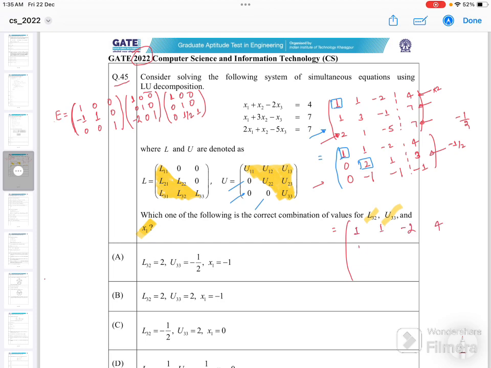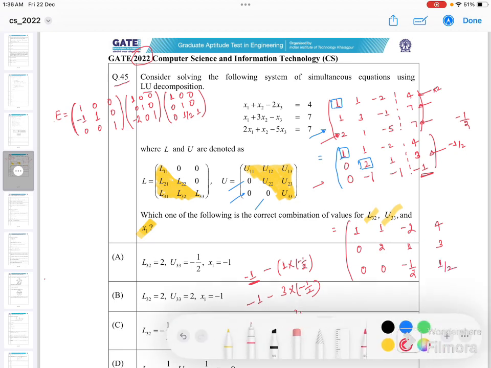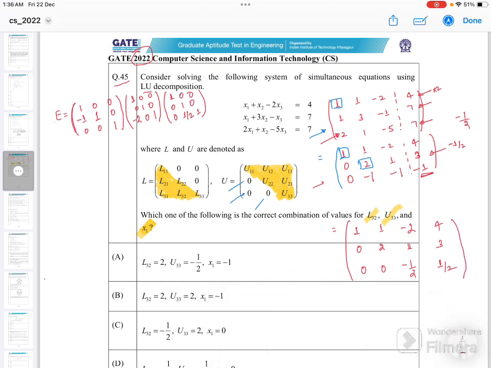So it is going to be same as it is, also it is going to be same as it is, and here this is going to be 0, here it will be 0, and here minus 1 into minus 1 by 2, right? So 1 minus 1 plus 1 by 2, so it will be minus 1 by 2, right? And here it will be minus 1 minus 3 into minus 1 by 2, so minus 1 plus 3 by 2, that is 1 by 2, right? Okay, so that is all.